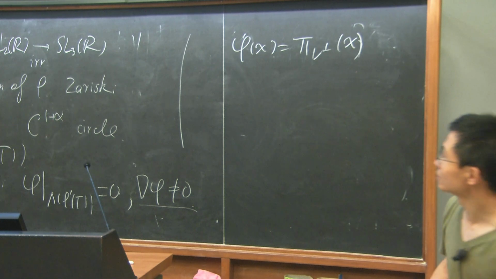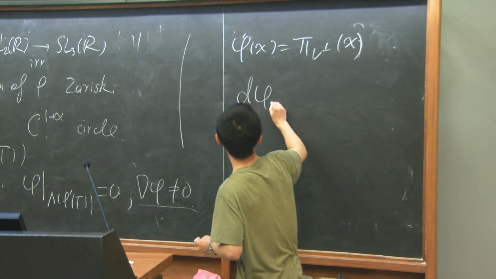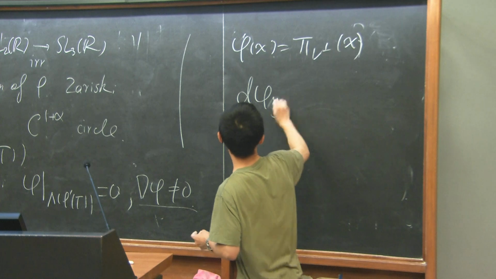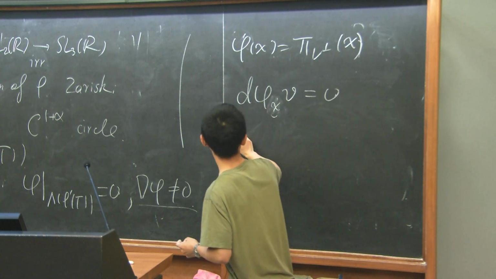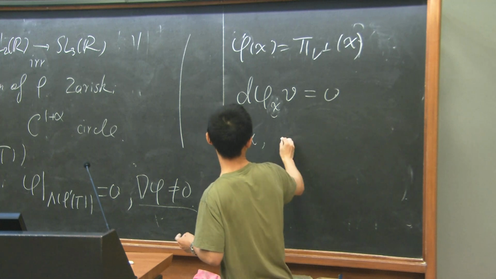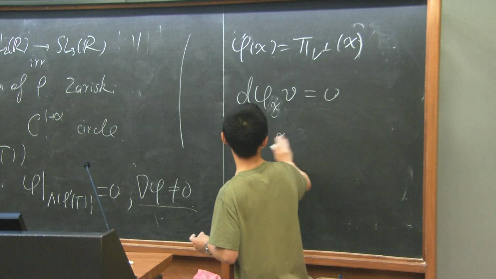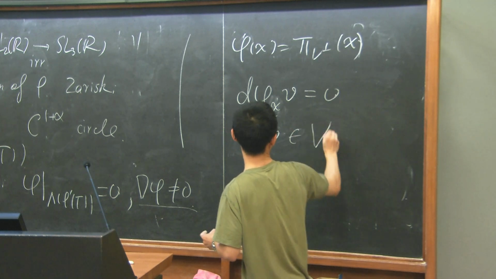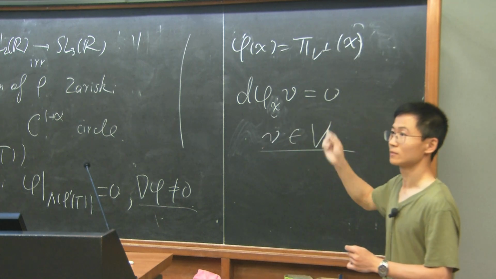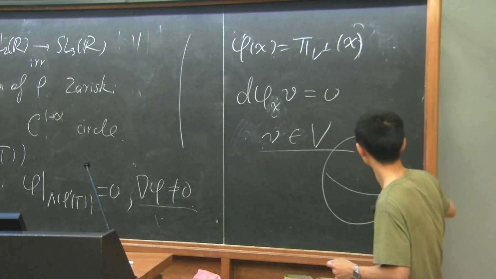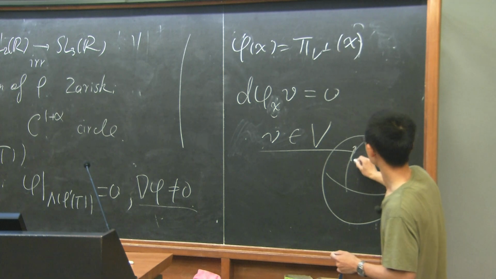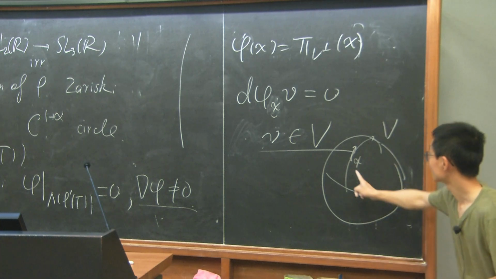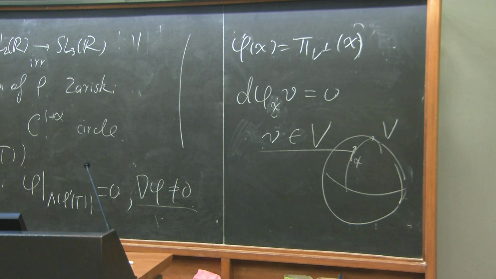Because the vanishing direction, d phi x v equal to 0, is just the place where x and x plus v are in the same fiber. From a picture like this, if the tangent vector is in this direction, then the image is not changing. So that's a bad direction. And this kind of bad direction is indeed a very special subvariety. We can show the measure is small.